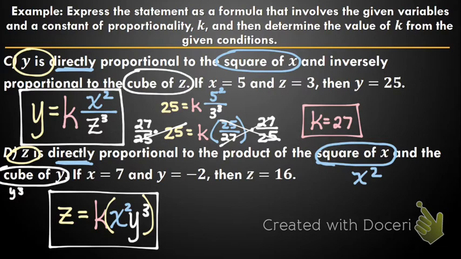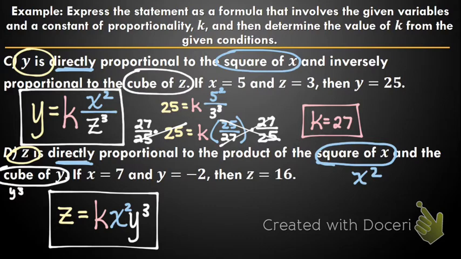Okay. Does that make sense? Somewhat. Okay. If it said the quotient, then we would divide those things. So then why did we divide it, but it didn't say quotient in the other ones? It said inversely proportional. Okay. Whenever you see inversely proportional, that means you're going to have a fraction. Okay.